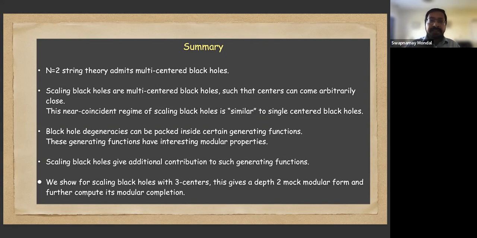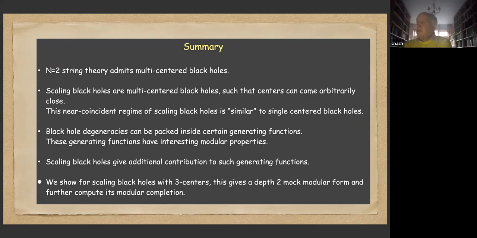In particular, that means that the various centers in such a black hole bound state can come arbitrarily close. And in more than one sense, this nearly coincident regime of these black holes resembles single-centered black holes, the usual black holes, which means that whatever study you do about single-centered black holes, you must include such black holes in that study. Otherwise, the story is not really complete. Now, with black holes, the main thing we do in string theory is to study their degeneracies. This has to do with reproducing the black hole entropy.